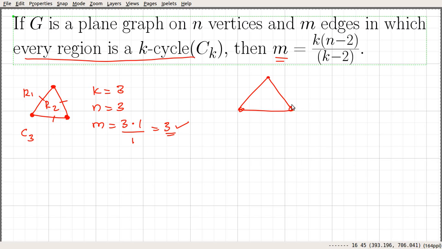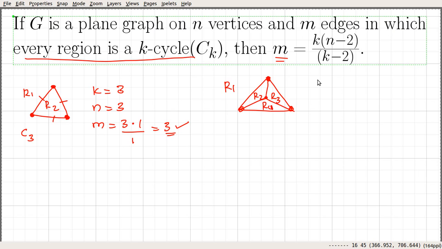Again we are considering a graph having k-cycle regions, and this is region R1. This R1 is surrounded by 3 edges. Suppose that we add one more vertex here and connect it with these 3 edges. If you look at any region here, say R2, it is also surrounded by a C3, and similarly R3 is surrounded by a C3, and R4 is also surrounded by a C3. It's a plane graph, and it satisfies this condition: every region is a 3-cycle here.